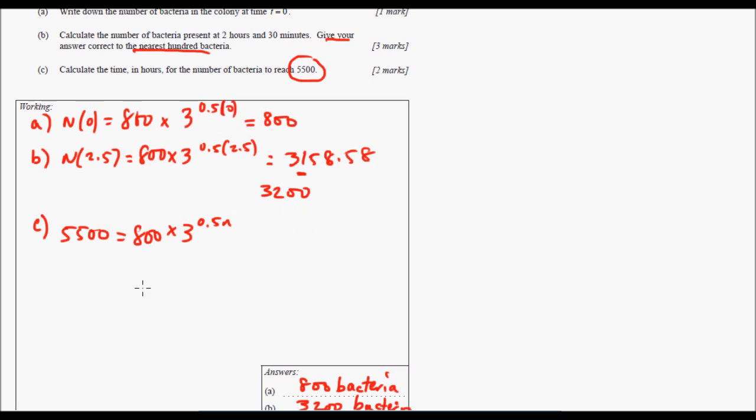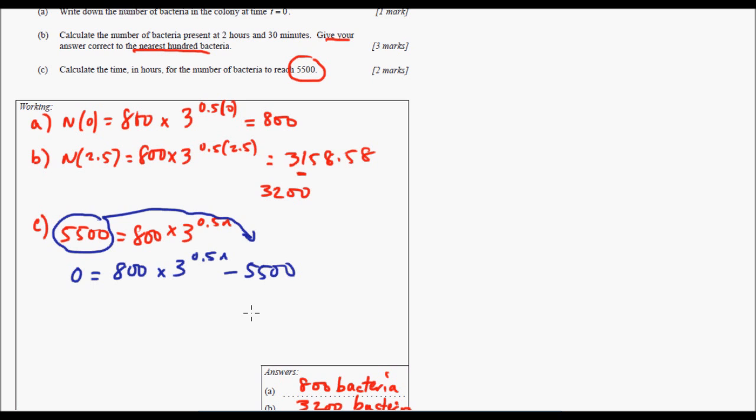Okay, now you can use logarithms here if you want. It's not in the math studies curriculum, so I'm not going to do that. What I'm going to do is use the math solver, which really comes in handy in this case. To use the math solver, you have to make this equal to 0. So I am going to take this right here and move it over here. Okay, so when I do that, I get 0 equals 800 times 3 raised to the 0.5 n power minus 5,500. Okay, now I'm going to use the solver.